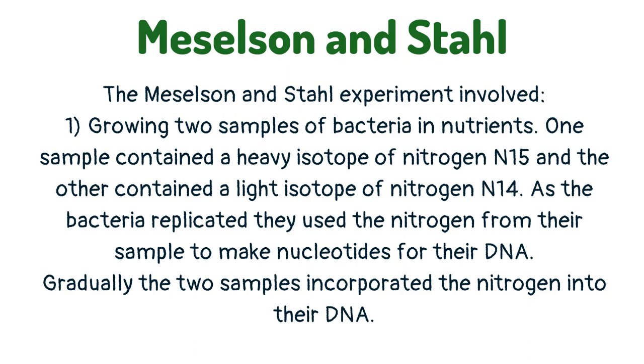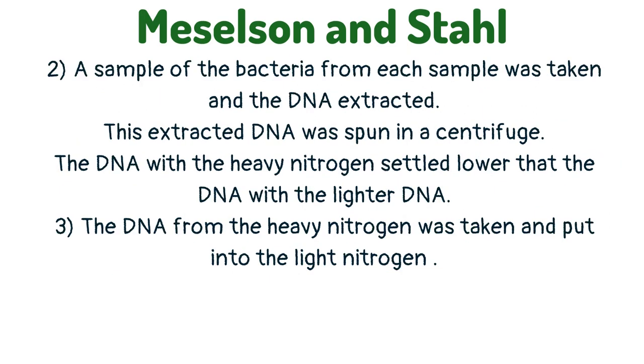As the bacteria replicated, they used the nitrogen from their sample to make nucleotides for their DNA. Gradually, the two samples incorporated the nitrogen into their DNA. Step 2, a sample of the bacteria from each sample was taken and the DNA extracted. This extracted DNA was spun in a centrifuge. The DNA with the heavy nitrogen settled lower than the DNA with the lighter nitrogen.